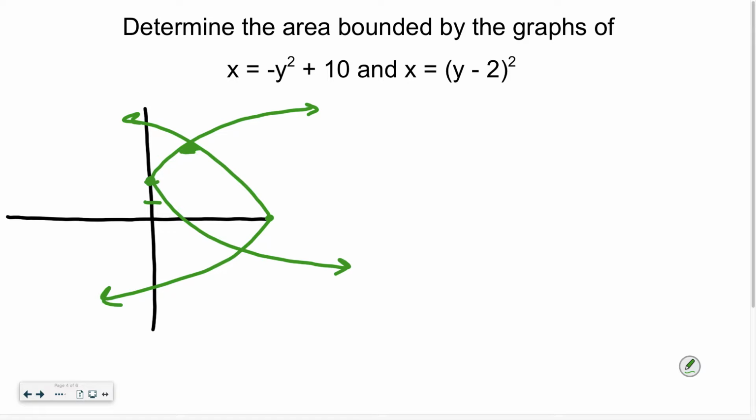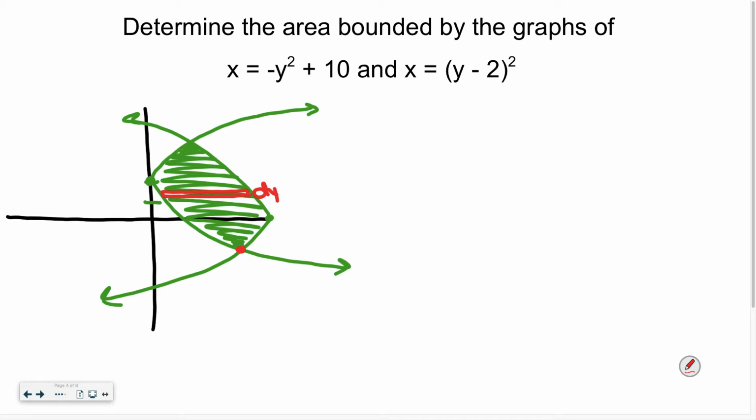Okay, so we're talking about this area right here. If we were doing this in terms of x, we would have to do 3 different integrals and add them together, because the top function changes and the bottom function changes. However, if we do this in terms of y, the right function is consistent and the left function is consistent, so we would only need 1 integral.